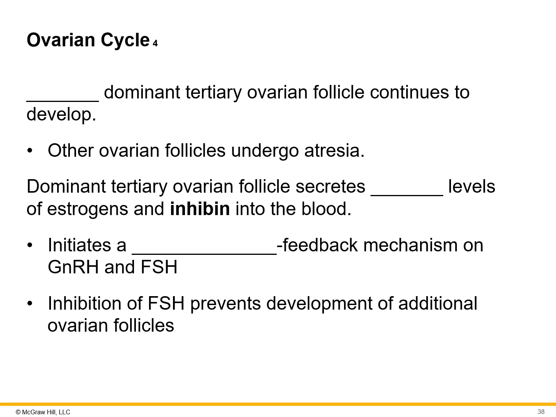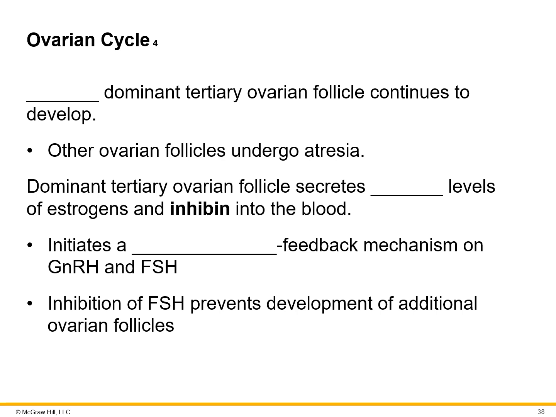So one dominant tertiary ovarian follicle will continue to develop. All of the other ovarian follicles will undergo atresia, which is just death. So they will eventually just disintegrate away. That dominant tertiary ovarian follicle secretes low levels of estrogen and inhibin into the blood. Inhibin is going to have an inhibitory effect on the anterior lobe of the pituitary gland, and it's secreted by the ovaries. Why we want that is it's going to initiate a negative feedback mechanism with GnRH and FSH.